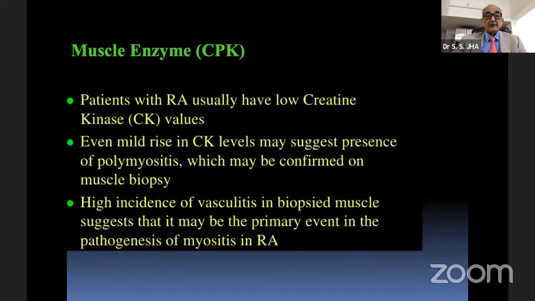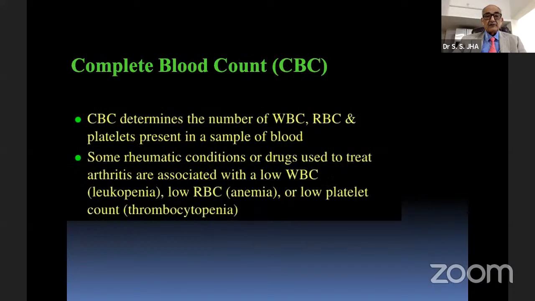Well, CPK, creatine kinase, this is a muscle enzyme. So patients with rheumatoid arthritis usually have low CK values. Even a mild rise in CK levels may suggest the presence of polymyositis, which may be confirmed on muscle biopsy. High incidence of vasculitis in biopsied muscle suggests that it may be the primary event in the pathogenesis of myositis in rheumatoid arthritis.